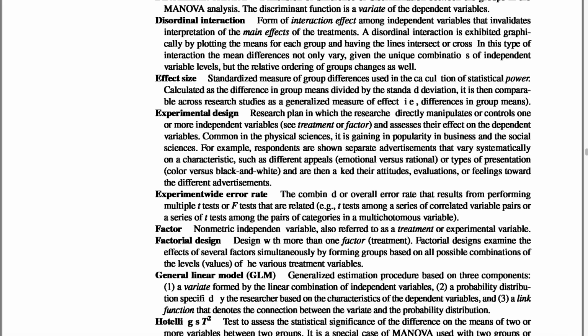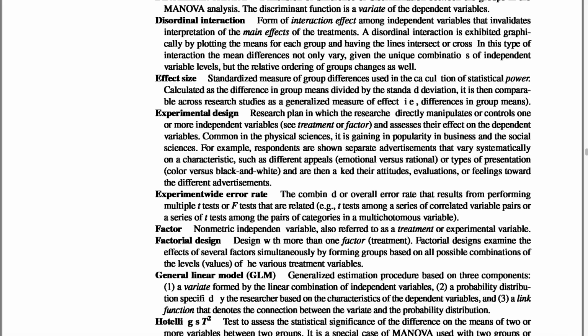For example, respondents are shown separate advertisements that vary systematically on characteristics such as different approach, emotional versus rational, or type of presentation, color versus black and white, and are then asked their attitude, evaluation, or feeling towards the different advertisements. Experiment-wide error rate.